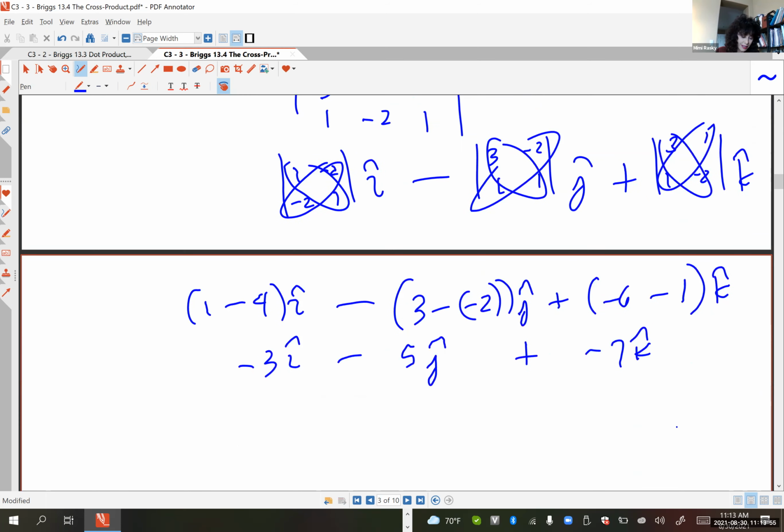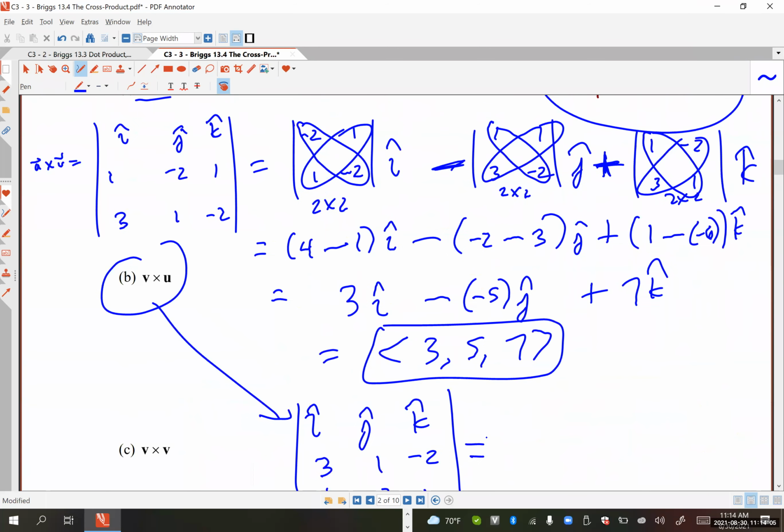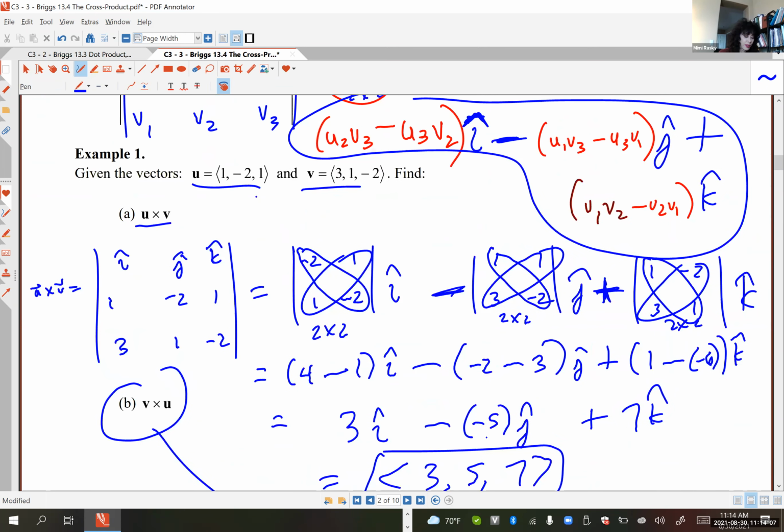Wait a minute. Compare this to my answer to part A. How do these two compare? What do you think? Opposite signs. Yeah. So what can we say about the relationship between U cross V and V cross U? One is just pointing in the opposite direction as the other. That's all.